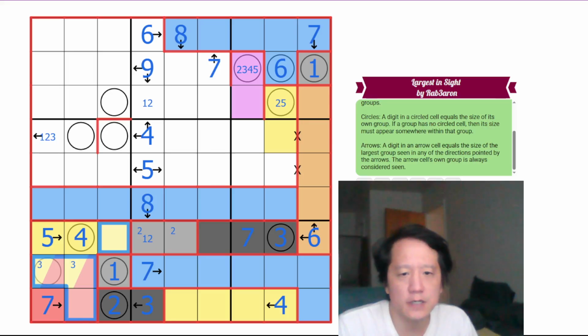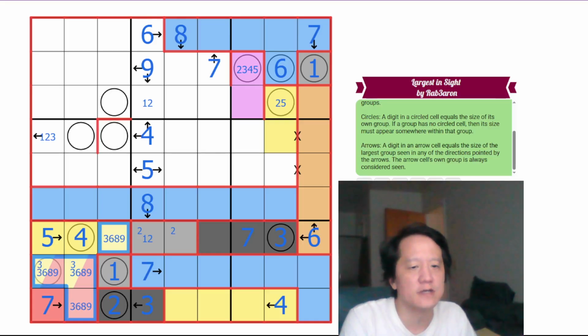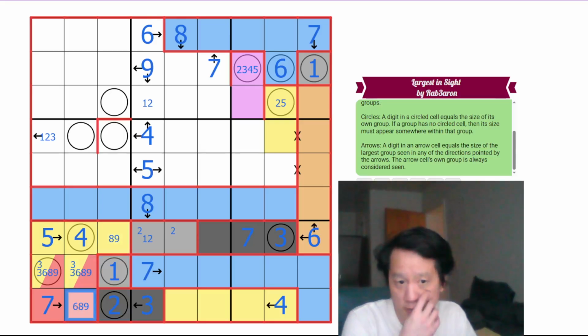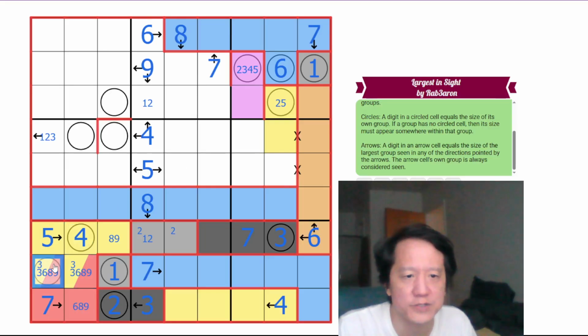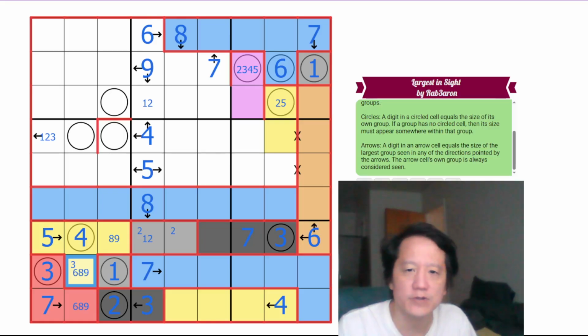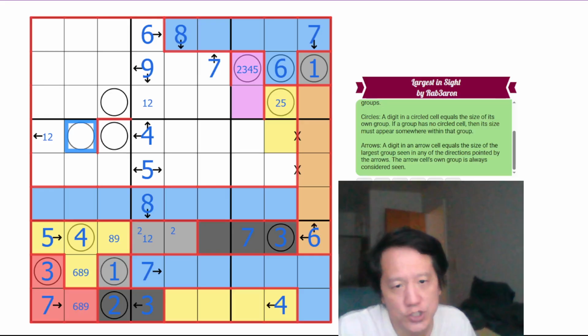Remaining digits in box 7. We have 3, 6, 8, 9. Obviously, these can't be 3. That can't be 6. No 3 here. Oh, this can't be yellow because this would be the same region. So this must be red, which means this can't be red. So that's done there. We know this is size 3. This can't be 3. This has to be 1 or 2. We don't know which.